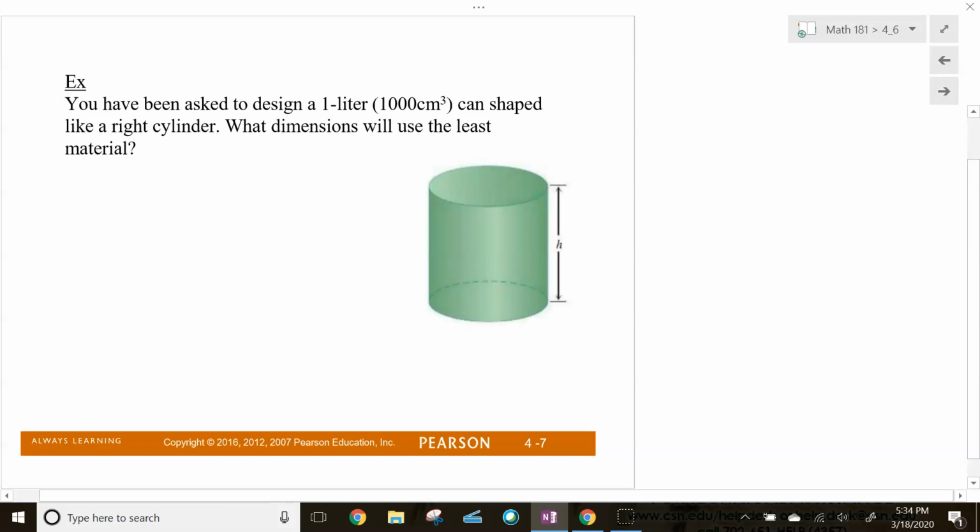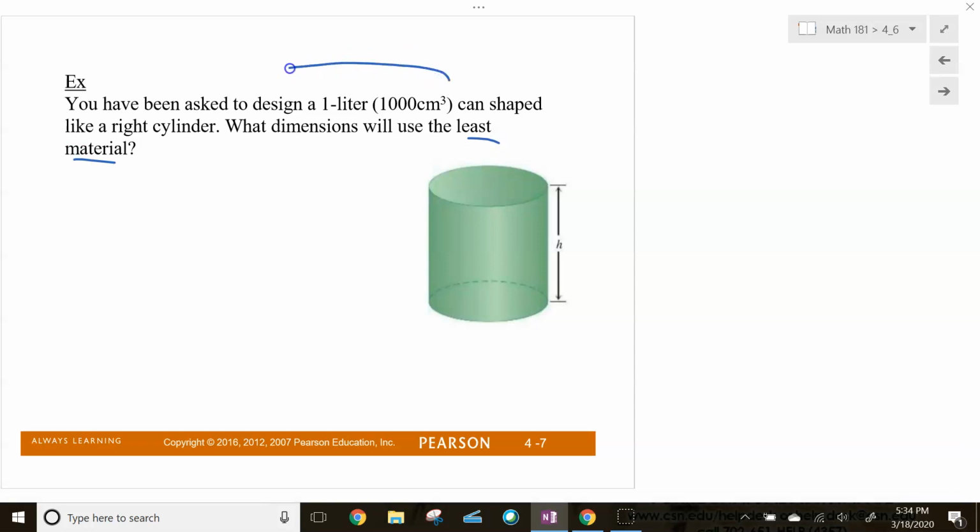All right, you've been asked to design a 1 liter, which is 1,000 cubic centimeters, can shaped like a right cylinder. What dimensions should we use to use the least material?